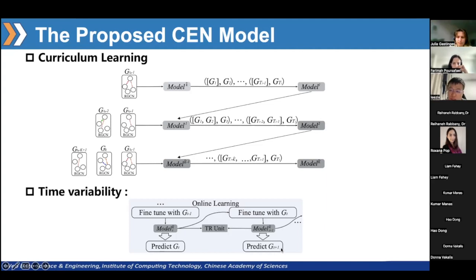One problem in online learning is that the model will forget some knowledge from previous timestamps while it learns new knowledge at future timestamps. Thus, we adopt a temporal regularization unit to avoid this problem. We use an L2 regularization constraint between the parameters of model t and model t+1 to avoid drastic changes of the parameters of the models.